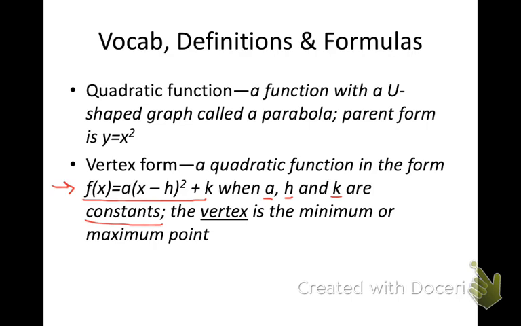The vertex of a parabola is the lowest, a minimum, or the highest, a maximum point. And one other thing to add is we can actually find the vertex by picking out the values h, that's the x value of the vertex, and k, that is the y value of the vertex.